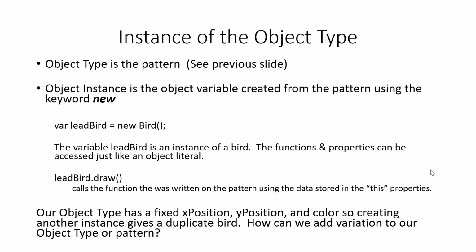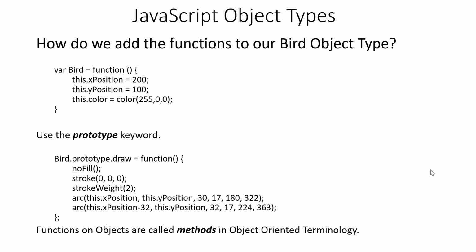So the object type is a pattern, kind of like a recipe of what you want. And so we don't actually have any birds yet from our definition here. We just defined the object. Kind of like when we define a function, we don't actually run it right away. When we define an object type, we don't actually have one right away. We just have the pattern for it.